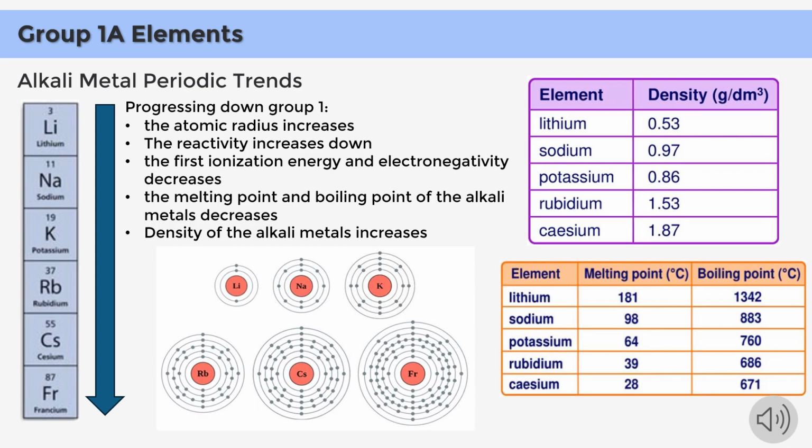Now let's talk about the trends in alkali metals. Down the group, there's an increased atomic radius due to the extra electron shells. There's also an increase in reactivity due to the larger atom size and full electron shells. But the first ionization energy and electronegativity decrease due to the increased shielding between nucleus and outer electrons. There's also a decrease in melting point as ions grow larger. There's also a decrease in density of alkali metals down the group, but this trend is not perfect due to potassium being less dense than sodium.